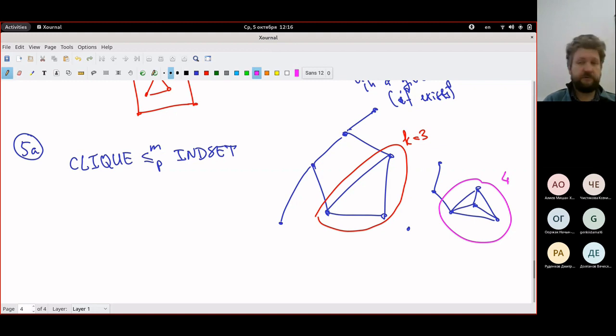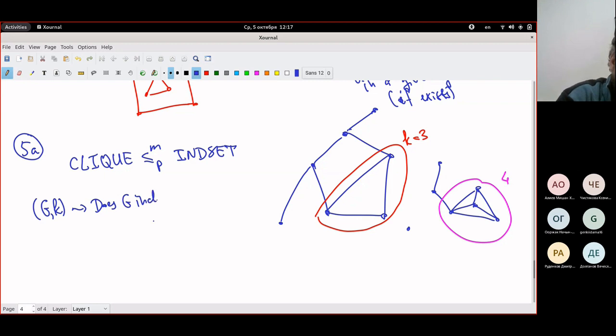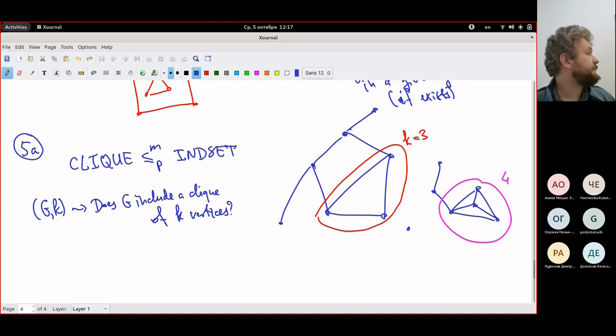Right? So a clique is something which is... So again, how the clique problem is formulated. Given a graph G and a number k, answer whether G includes a clique of k vertices. So clique is a decision problem.